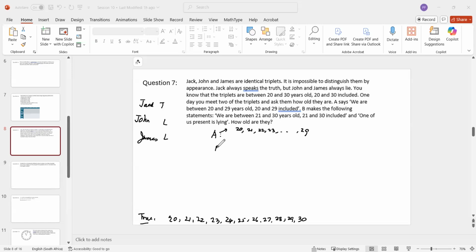Now, B, what does B say? B says we are between 21 and 30. He says 21. B says that. But he also says that one of us present is lying. Now, this is where it gets tough. Right? One of us is lying.